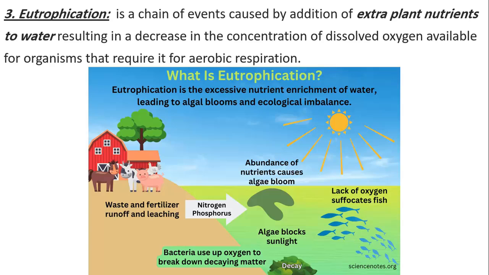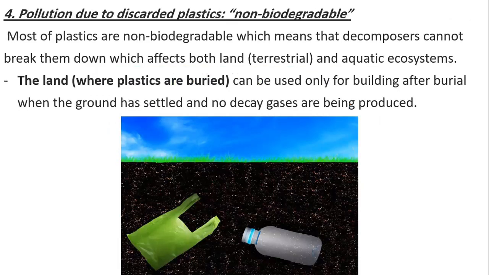And without aerobic respiration, no energy, death. Okay, so this is eutrophication. Okay, pollution due to discarded plastics or non-biodegradable materials, which is plastic.